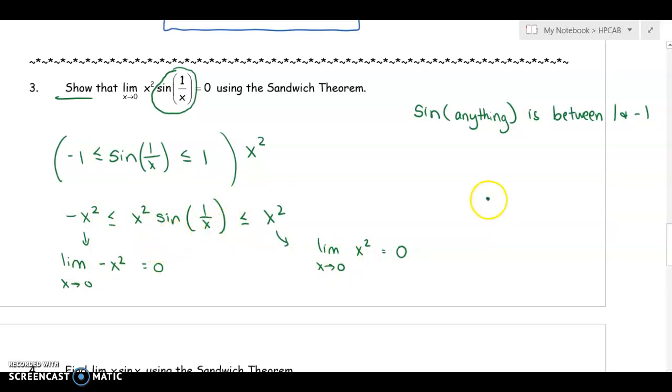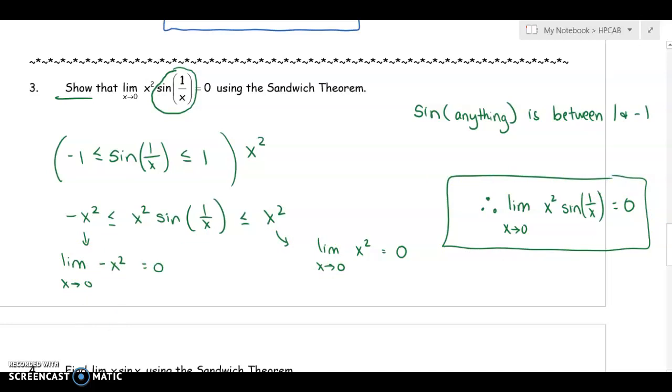therefore this one has to have the same limit. So these three little dots mean therefore: the limit as x approaches 0 of x squared times the sine of 1 over x has to equal 0. It has to equal what the other ones on either side of it are. All right? And that's how you show it.